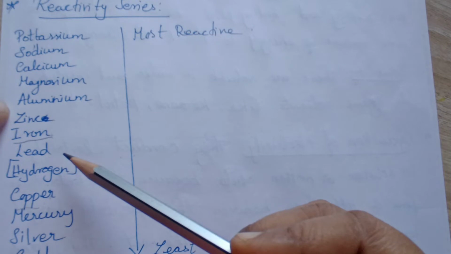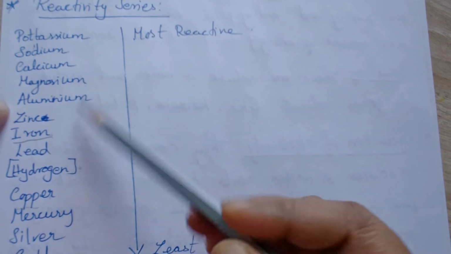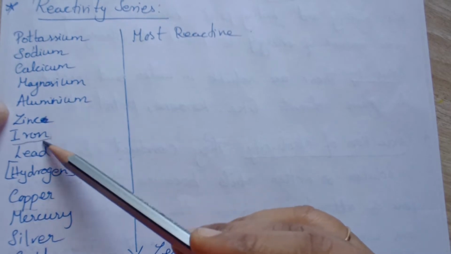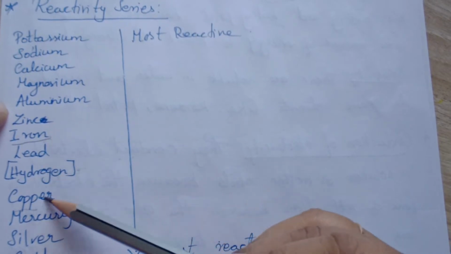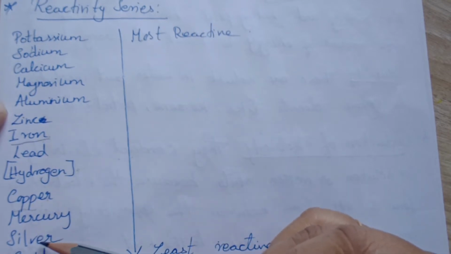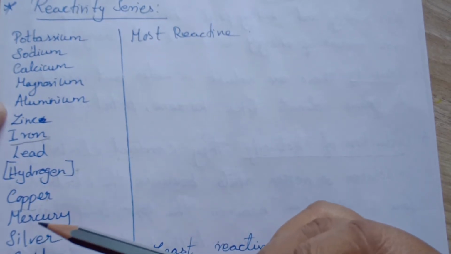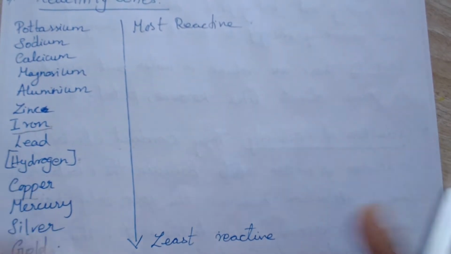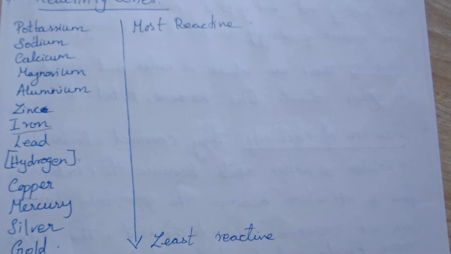You can use mnemonics to remember this. Like this you can remember this. Remember this, we already studied in chapter 1 itself.